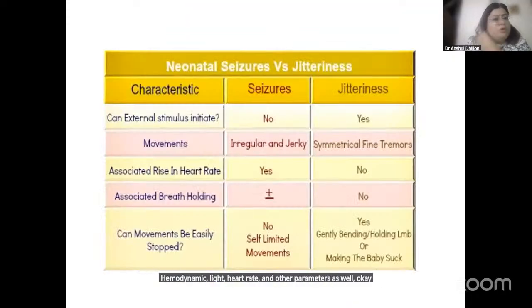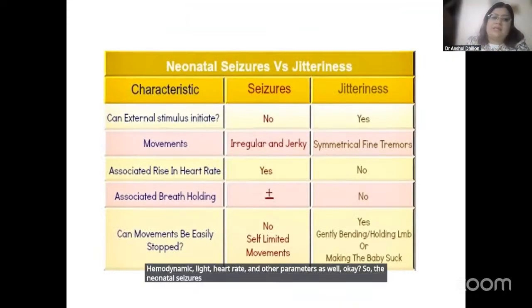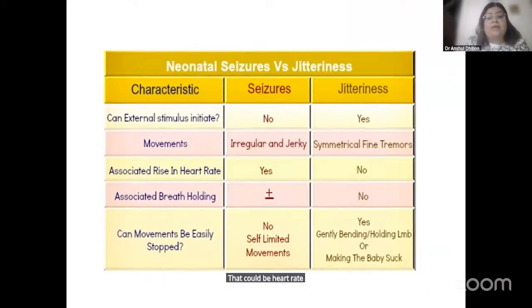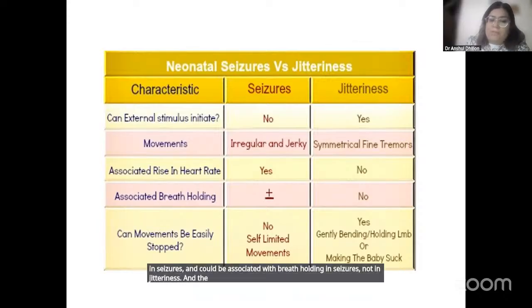Okay. In neonatal seizures, external stimuli don't initiate the movements, but in jitteriness, external stimuli can initiate them. Movements are irregular and jerky in seizures. There are symmetrical fine tremors in jitteriness. There could be a heart rate increase in seizures and they could be associated with breath holding, not in jitteriness. And the movements can be stopped by gently bending or holding the leg, or by making the baby suck. But these movements do not stop in seizures.